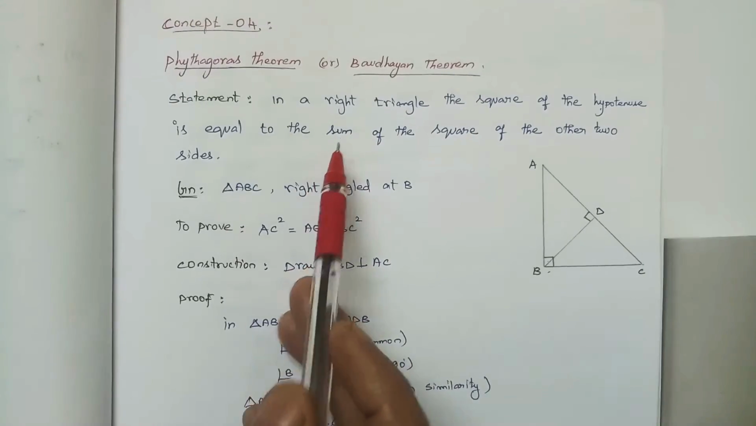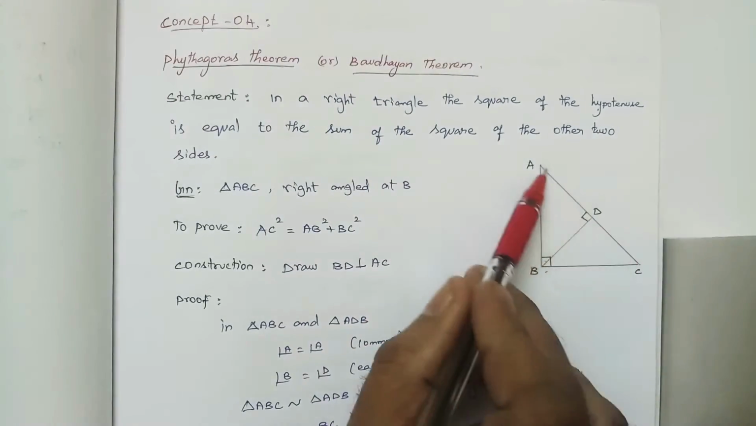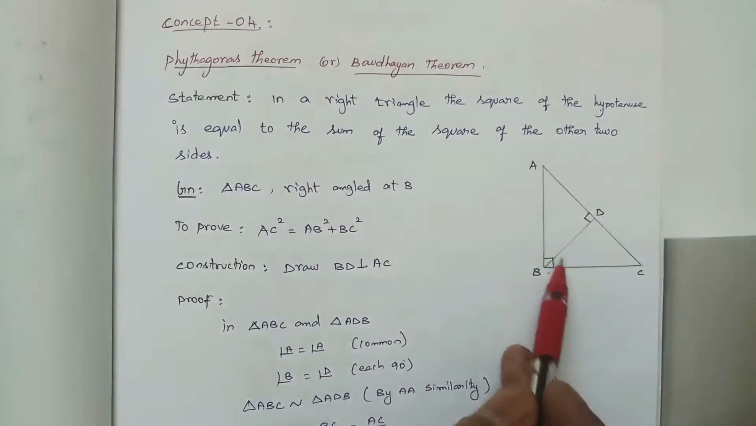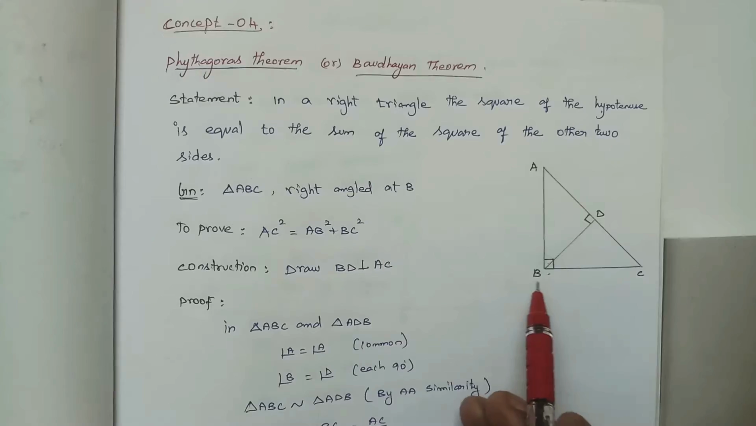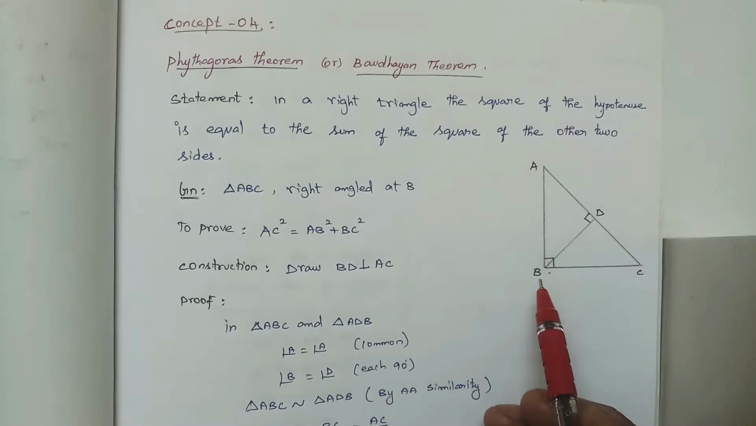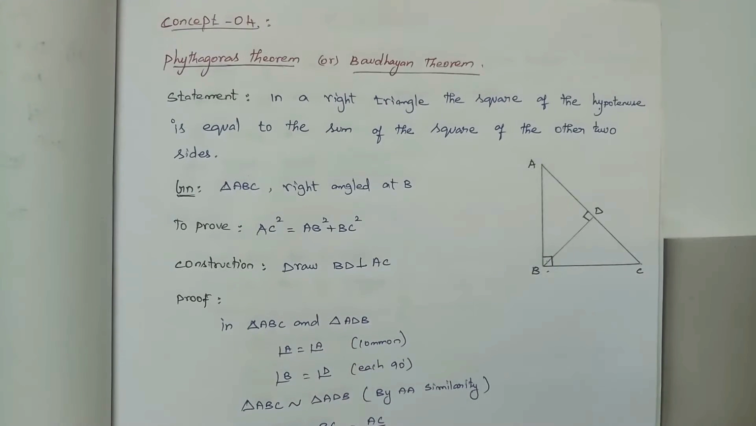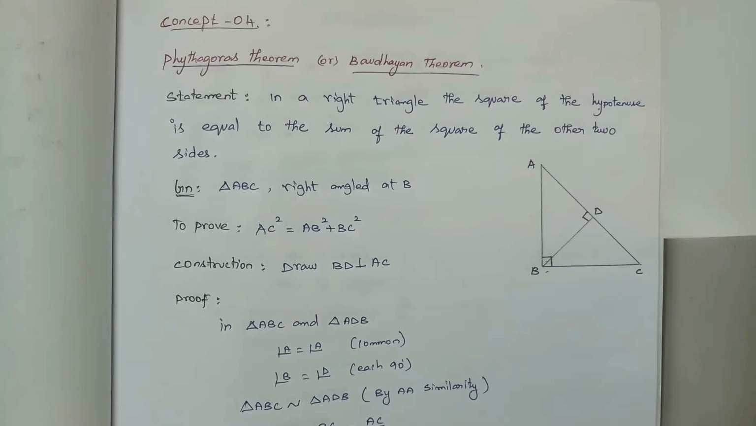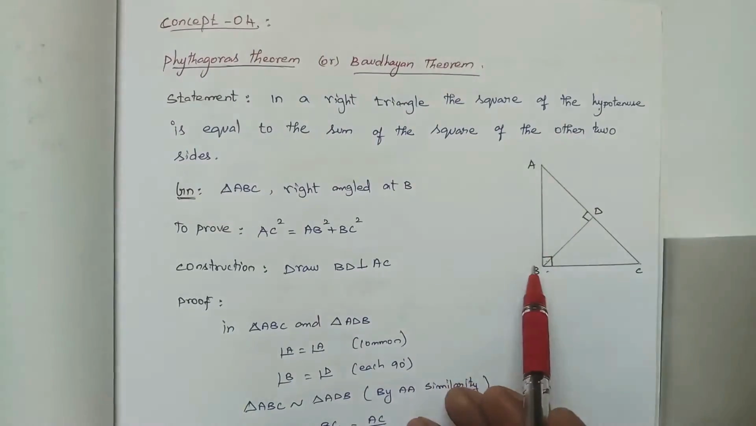Why plus? Sum of the squares. So what is the statement? In a right triangle, the square of the hypotenuse is equal to the sum of the squares of the other two sides. The given is triangle ABC, a right angled triangle, right angled at B. We want to prove that if a triangle is a right angle triangle, then the square of the hypotenuse is equal to the sum of the squares of the other two sides.